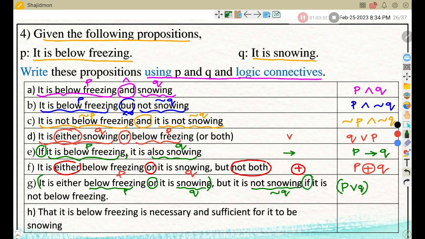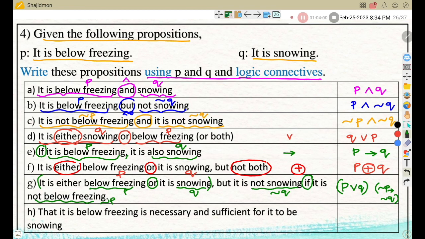If, see here if is coming. It is not below freezing means, what is the meaning? Not below freezing, negation P. Correct? But if is coming. If statement first we are writing. So what we are writing that one? Negation of P. First we need to write negation of P. If means arrow mark. Correct? Not snowing means negation Q.